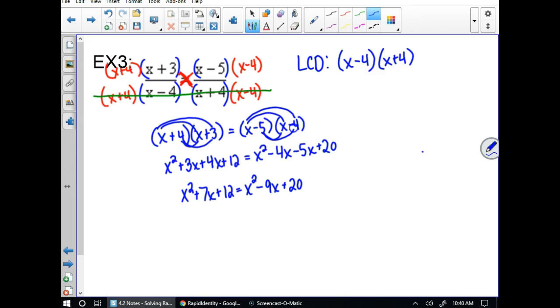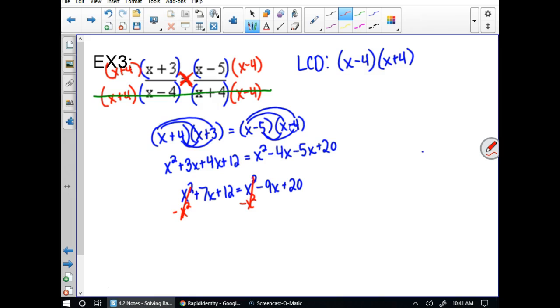Alright, now we got a quadratic. Normally we would move everything to one side, but it looks like we have a quadratic here, but we don't really. Why not? What's going to happen when I start moving everything to one side? When I subtract that x squared, what happens to it? It's going to cancel on both sides. So this one's not really a quadratic because the x's cancel.